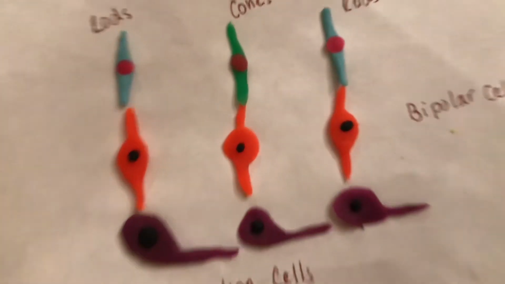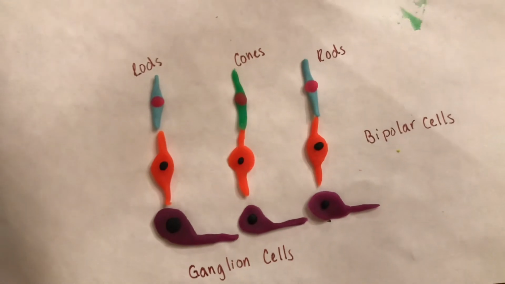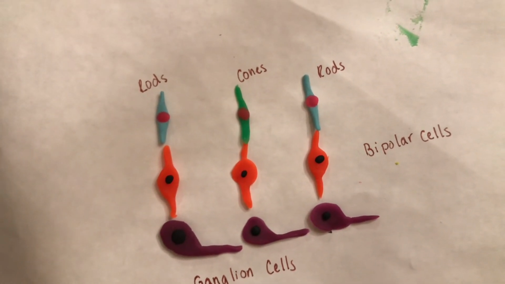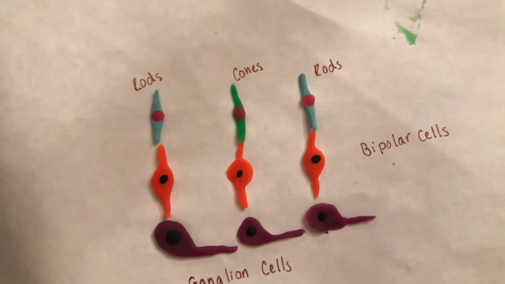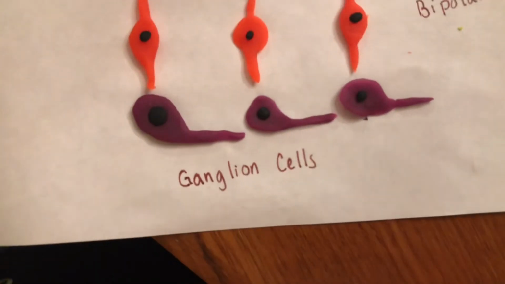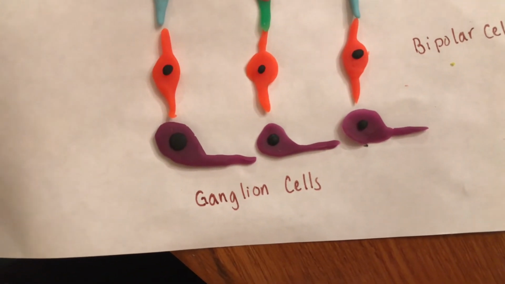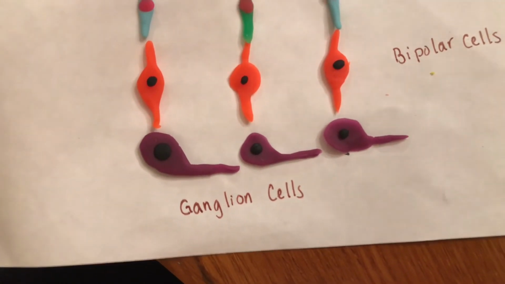Then we've got the bipolar cells right in the middle there, and these are one of the main retinal interneurons, and they provide main pathways from photoreceptors to the ganglion cells, which are right here at the bottom. These convey information from other retinal neurons to the rest of the brain.